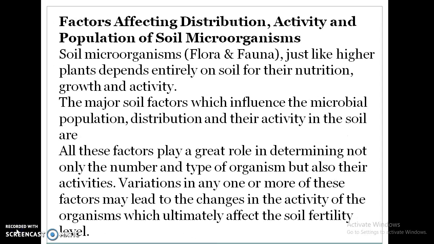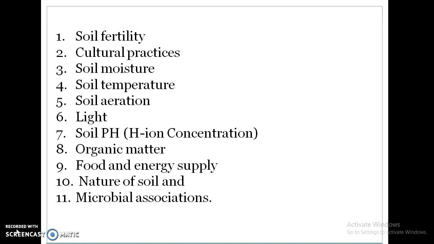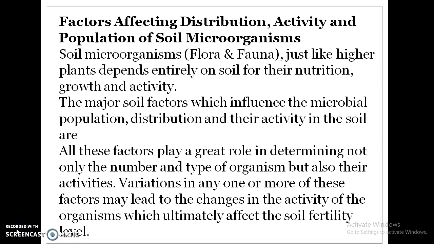Factors affecting distribution, activity and population of soil microorganisms. As we know, soil microorganisms, just like higher plants, depend entirely on soil for their nutrition, growth and activity. The major soil factors which influence the microbial population, distribution and their activity in the soil are temperature, pH, soil fertility, cultural practice, soil moisture, soil aeration, organic matter, food and energy supply, nature of soil and the microbial association. All these factors play a great role in determining not only the number and type of organisms but also their activities. Variation in any one or more of these factors may lead to a change in the activity of the organism, which ultimately affects the soil fertility level.